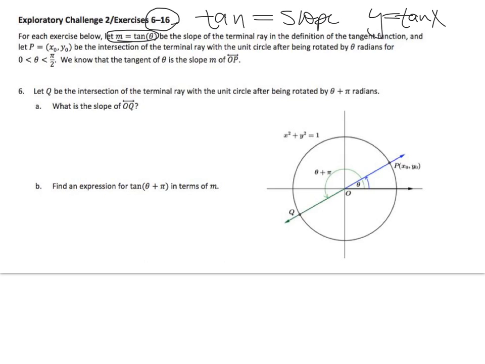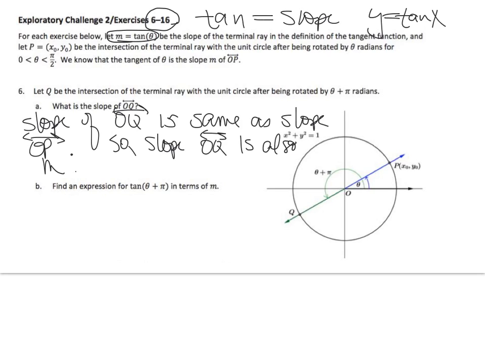Let's write it down. The slope of line OQ is the same as the slope of line OP because they're collinear. Therefore, the slope of line OQ is also m. Find an expression for tan of theta plus pi in terms of m.